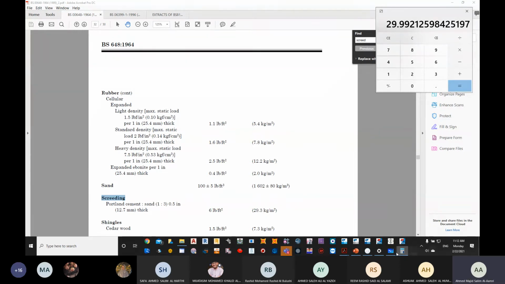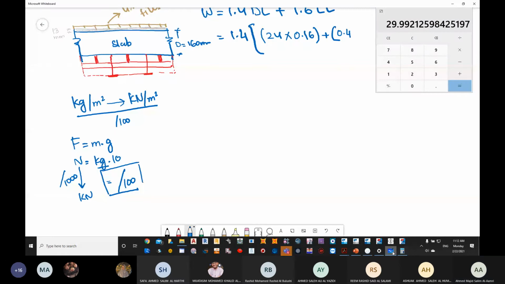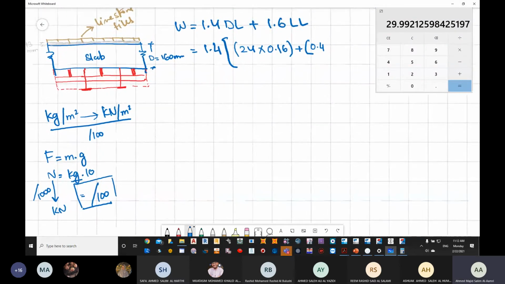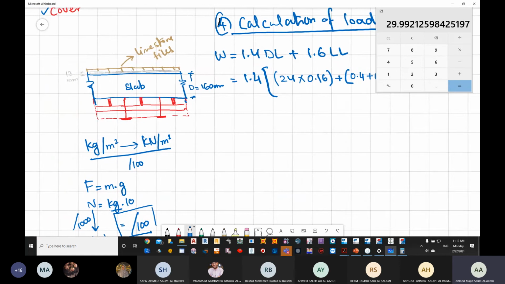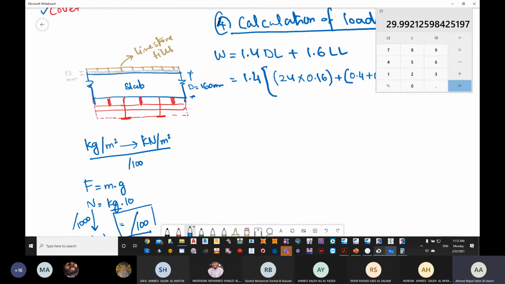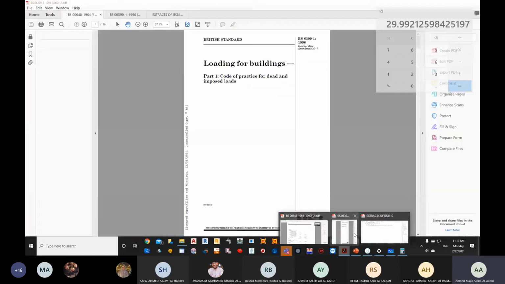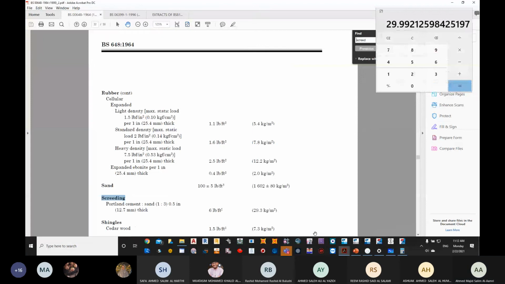We are going to return to our problem. Okay. And then we are going to say now for the screed, it's going to be 0.3, since it's 30 divided by 100, it's 0.3. Last thing is limestone tiles. So once again, we are going to go and search for limestone tiles. Limestone.